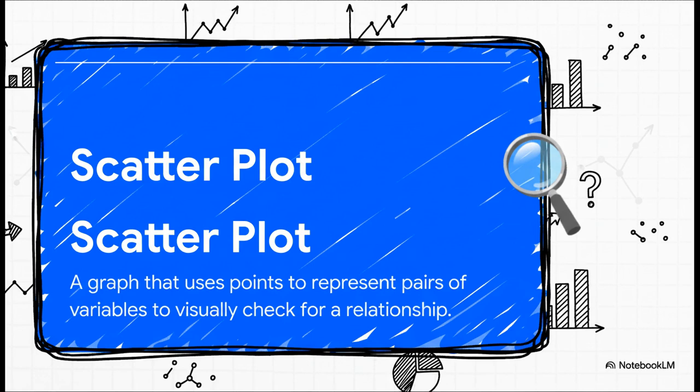The idea is super simple. You take 2 different variables, say the number of hours someone studies and their final exam score, and you plot them as a single point on a graph. Once you've plotted all your data points, you just step back and look. Do you see a pattern emerge from that cloud of dots? That pattern is the relationship we're looking for.